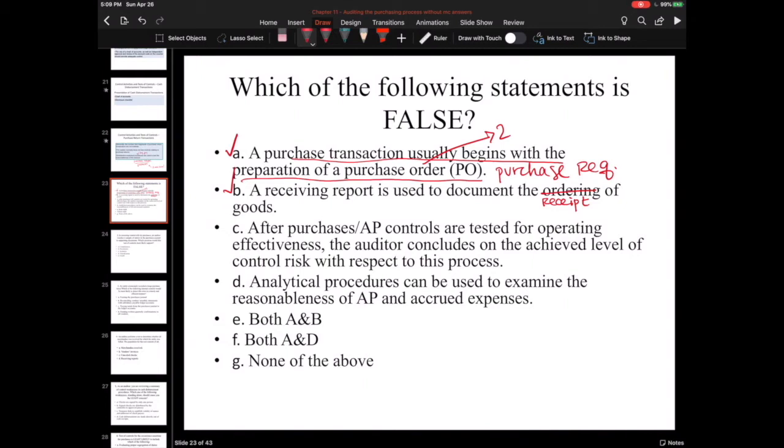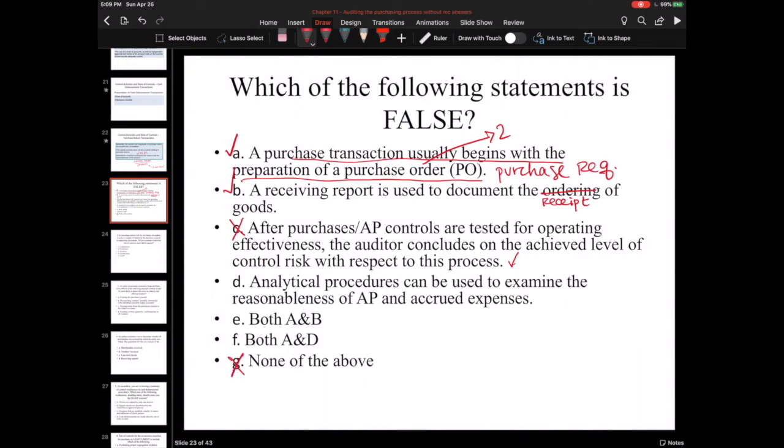All right, C, after purchases AP controls are tested for operating effectiveness, the auditor concludes on the achieved level of control risk with respect to this process. So yes, this statement sounds good, and it's not just true for purchases AP, this should be true for every process, right? That is a significant process. So this doesn't sound false to me, so this shouldn't be the answer, which also helps me eliminate this.